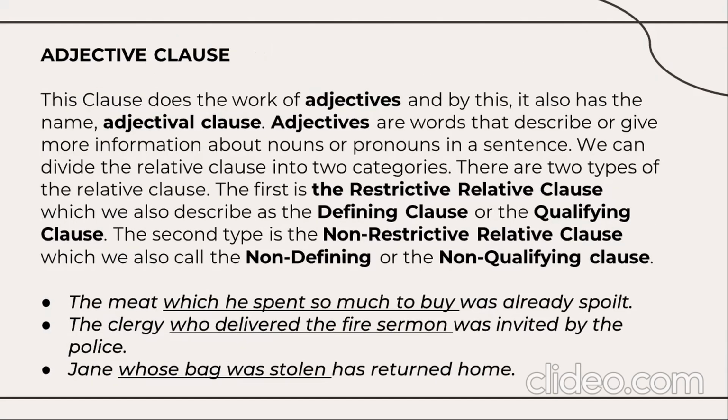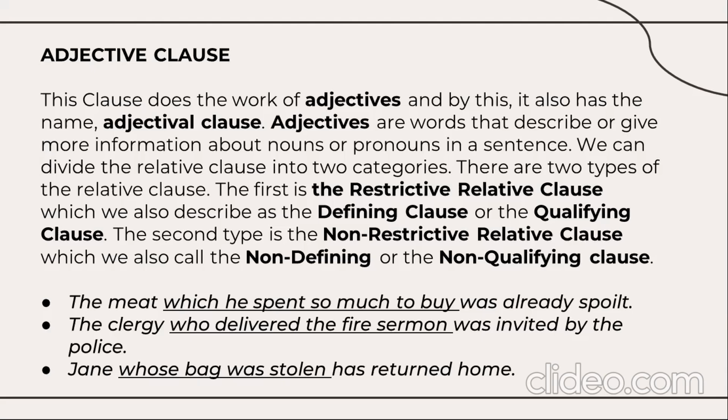Then adjective clause. This clause does the work of adjectives, and by this it also has a name called adjective clause. Adjectives, what is the meaning of adjectives? The words which describe or give more information about the nouns or pronouns in a sentence. So we can divide the relative clause, this is also called a relative clause, into two categories. First, restrictive relative, which means the defining clause or the qualifying clause. Second is non-restrictive relative, which can also be called non-defining or non-qualifying.